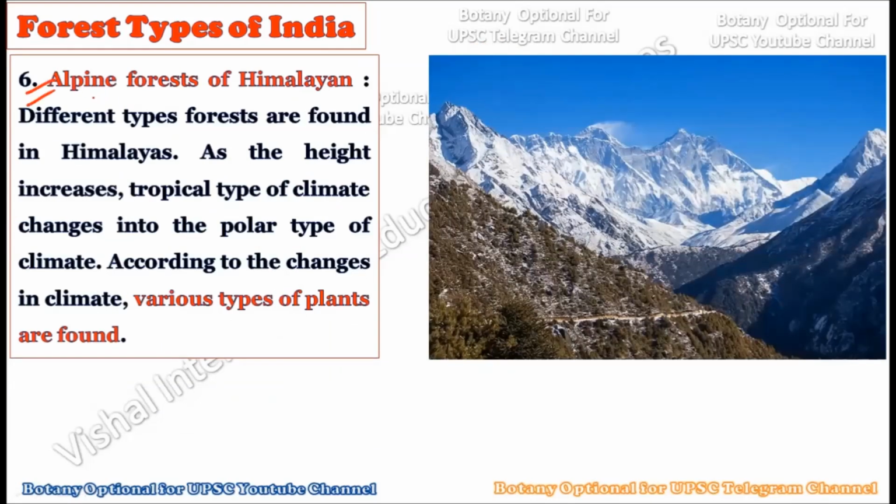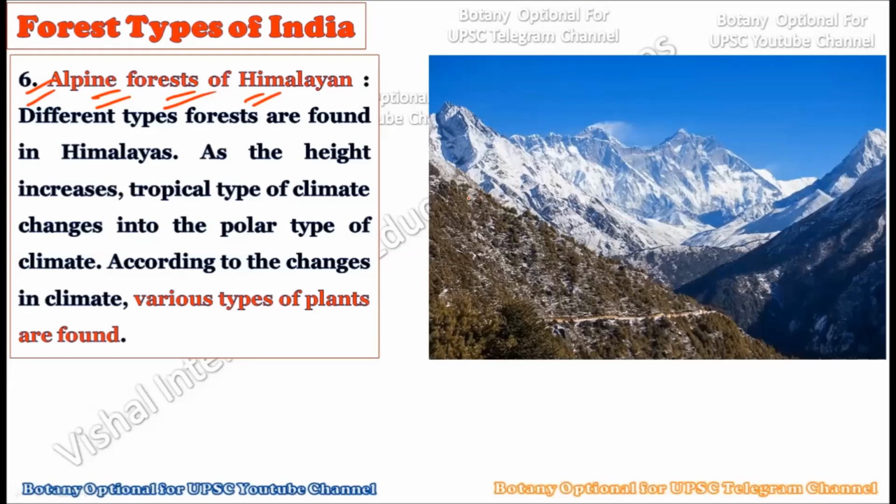The sixth special type of forest is the alpine forest of the Himalayas, okay? As you know, the Himalaya has a very special place in the Indian subcontinent, and you will find there is a very definite kind of climate present in the Himalayan range, which is not found throughout India.